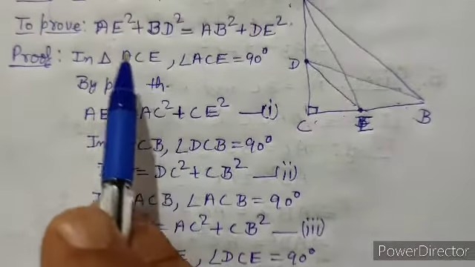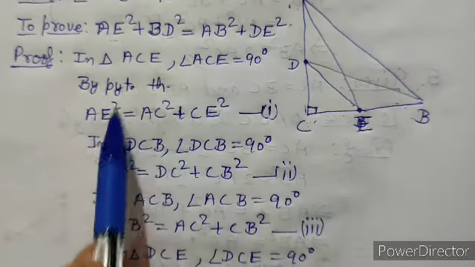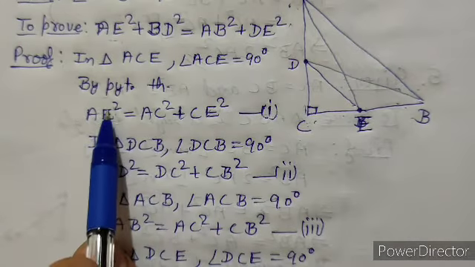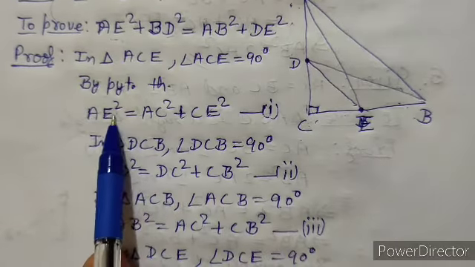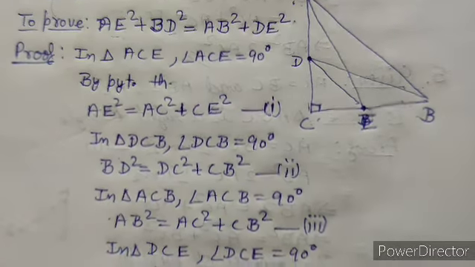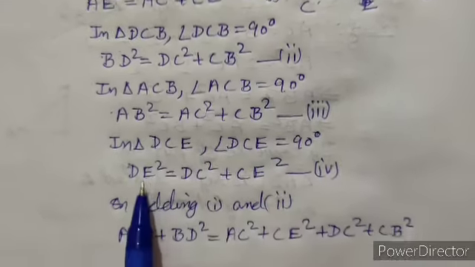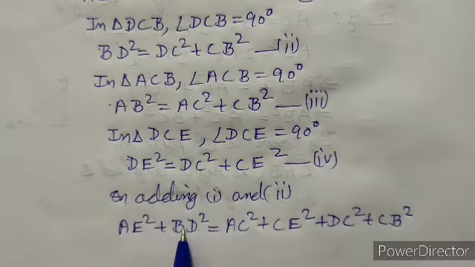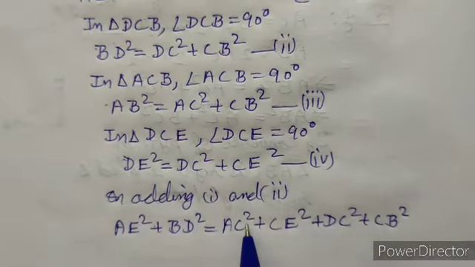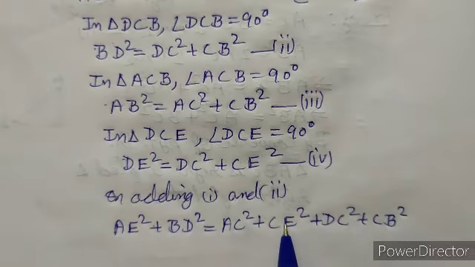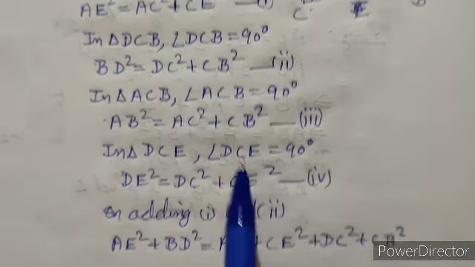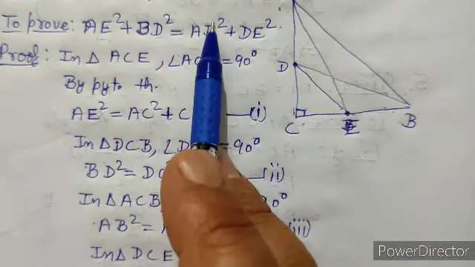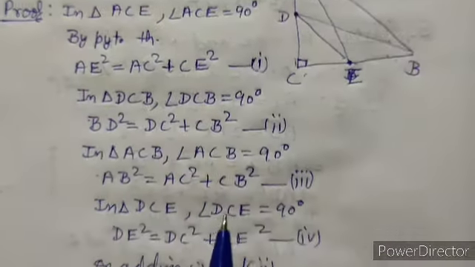Now here we have to find AE square plus BD square on the left hand side. So we will add equation first and second to get the value of AE square plus BD square. Now adding first and second, we are getting AE square plus BD square equal to AC square plus CE square plus DC square plus CB square. Now on the right hand side, we need AB square plus DE square.